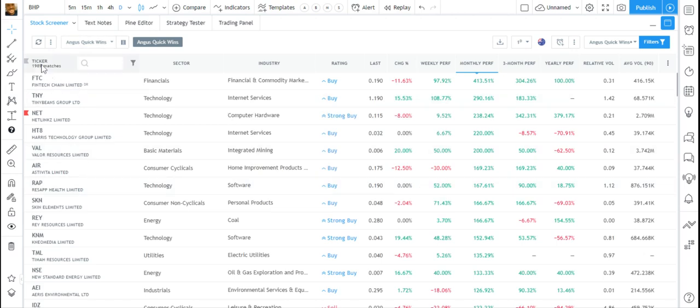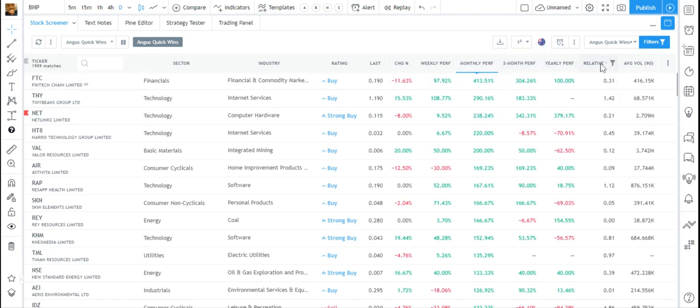And so I've basically got the stock code and the name. I've got the sector it's in, the industry it's in, what the TradingView rating is, and that's just basically a summary of about 13, 14 different indicators, and I can show you that in a sec. I've got basically the last price, so what the current price is. I've got the change, which is basically the percentage change that's happened today. I've got the weekly performance, monthly performance, 3 monthly performance, and yearly performance. And I just sort of consider those my short-term, medium-term, longer-term indicators.